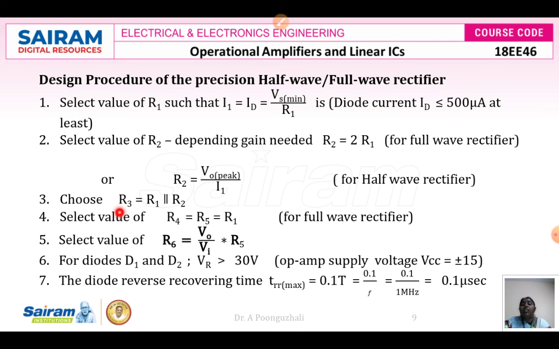Now we are going to choose R3. The compensation resistor is nothing but the parallel combination of R1 and R2. Then you are going to select the values for a full wave rectifier: your R4 is equivalent to R5 is equivalent to R1. So we are going to select R6. R6 is nothing but V0 by Vi into R5. So for diodes D1 and D2, your maximum reverse voltage should be greater than the supply voltage, that is 30 volts. The diode reverse recovery time should be 0.1 T, that is 0.1 by f, that is 0.1 microseconds. Thank you.